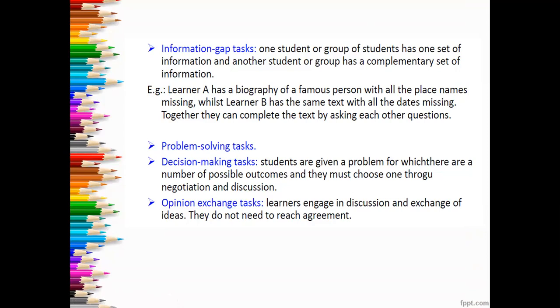Information gap tasks. One student or group of students has one set of information and another student or group has a complementary set of information. For example, learner A has a biography of famous persons with all the place names missing, while learner B has the same text with all the dates missing. Together, they can complete the text by asking each other questions.